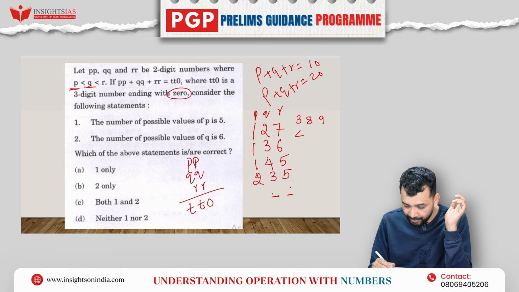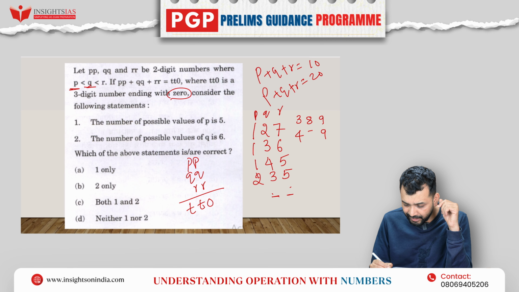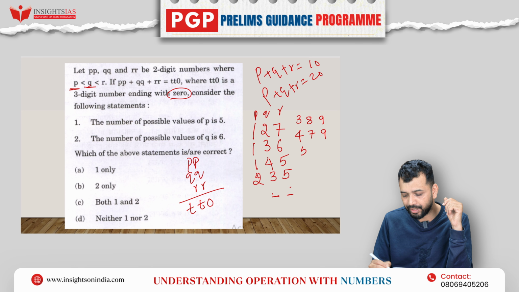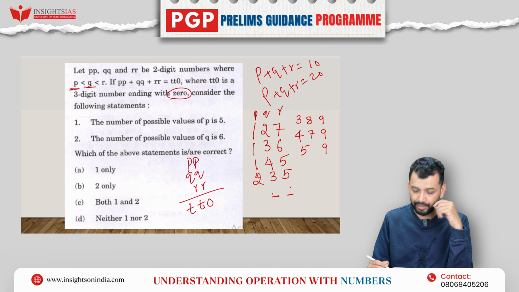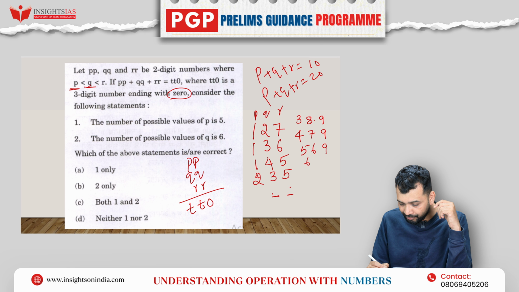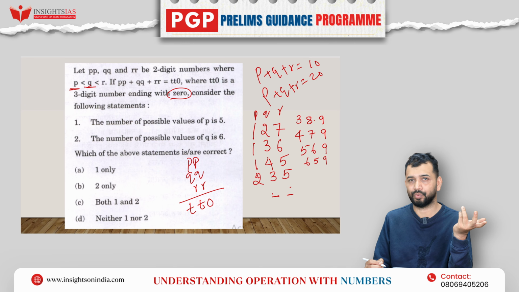Similarly, if I make this 4 and this 9, 4 plus 9 is 13, so to make it 20, I can have 7. Similarly, I can have 5 here. 5 plus 9 is 14, plus 6. Here P is less than Q, and Q is less than R. Now if I have 6 here and 9 here, 6 plus 9 is 15. If I have 5 here, it will not work.